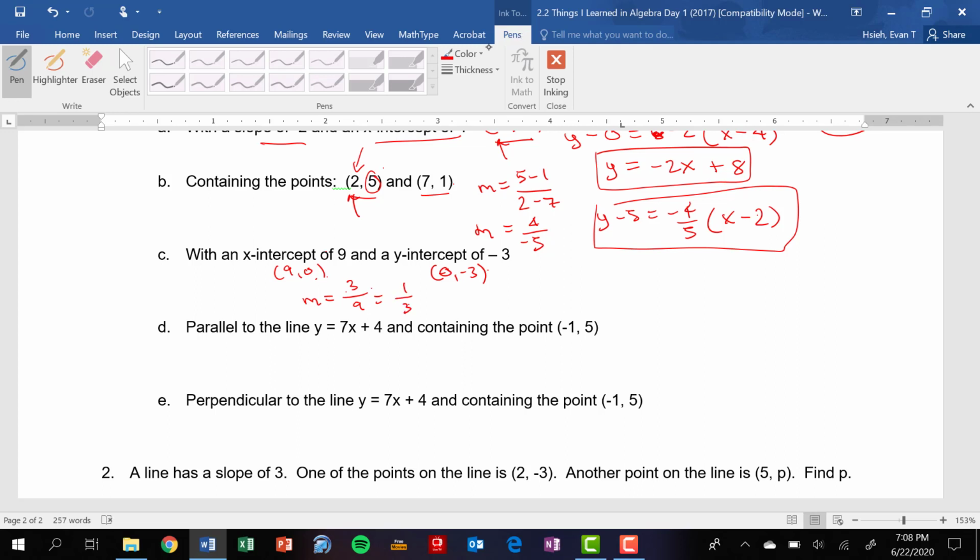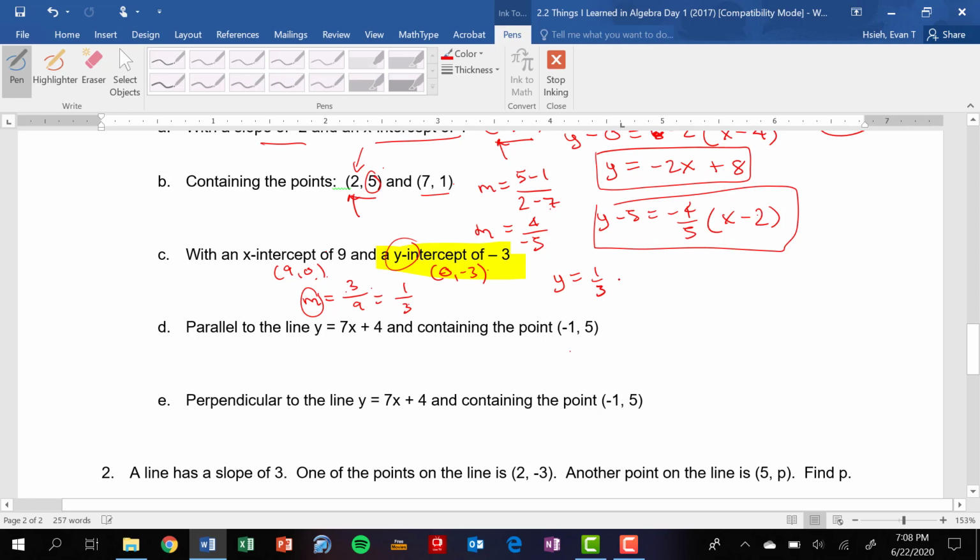Now I can recognize here that I actually have the y-intercept here. So if I wanted to, I can recognize that I have a slope and the y-intercept, and I can just use slope-intercept form. So it's just going to be y equals 1/3 x, and then my y-intercept is -3, so it's -3, like that, and I can just use that.